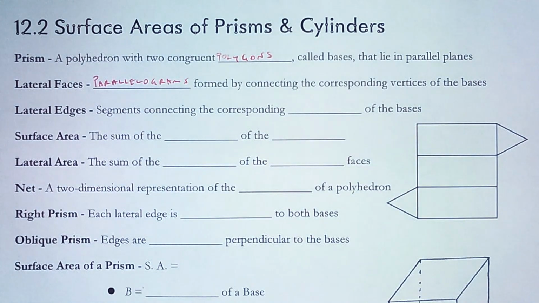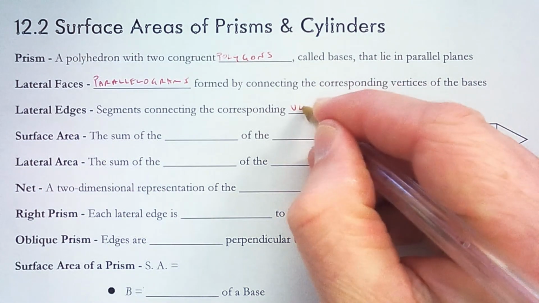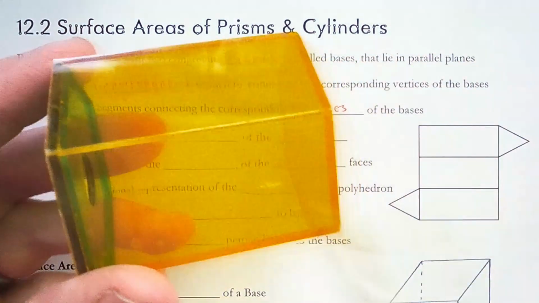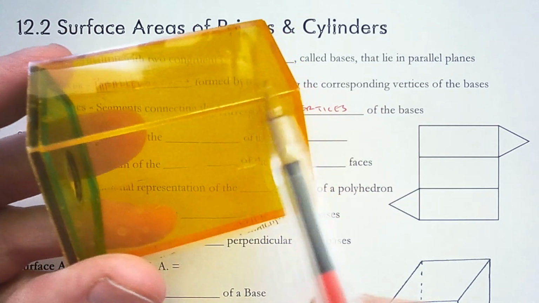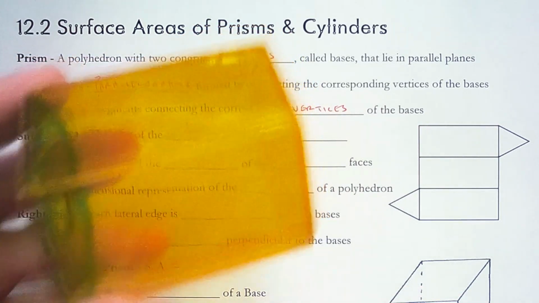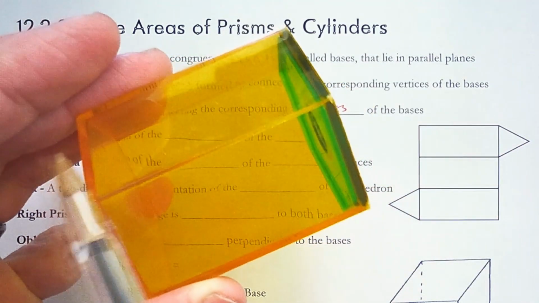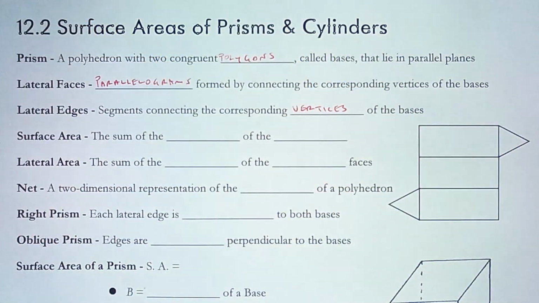Lateral edges are segments connecting the corresponding vertices of the bases. Okay, so these line segments that go between bases are called lateral edges. All of the segments are edges. The ones between bases are the lateral edges.